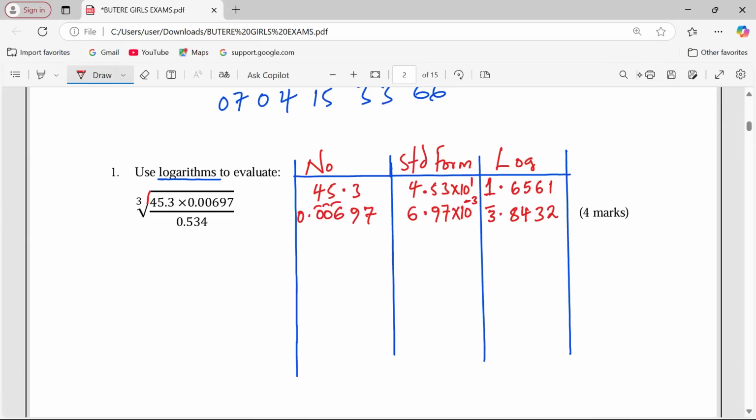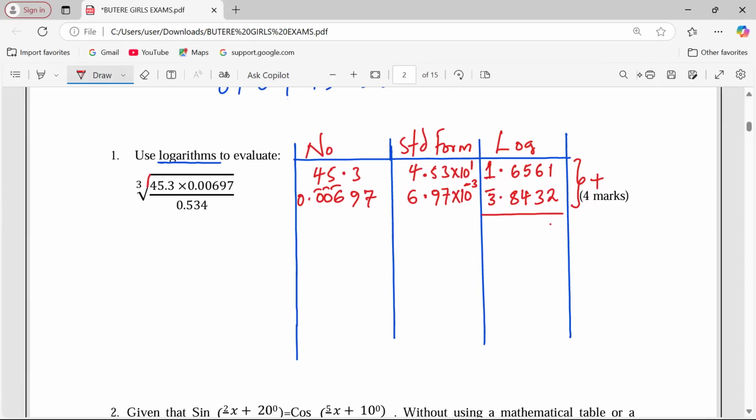Then now, the first 2 numbers have been multiplied. When we are multiplying numbers, we usually add their logarithms. So we should add the logs. Let me check the addition. I also discourage people from adding using a calculator when it comes to logarithms. Just do it manually, kindly.